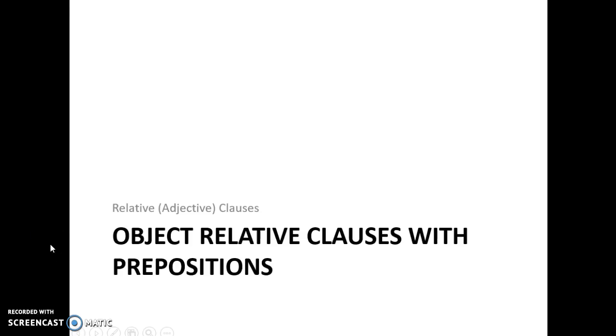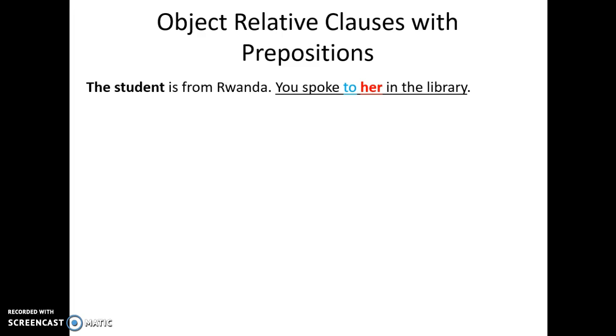In this short video, we'll be discussing object relative clauses with prepositions. This is the third type of relative clause we'll be discussing. With object relative clauses with prepositions, again, we start with two separate sentences, and we're going to use the second sentence as the relative clause.